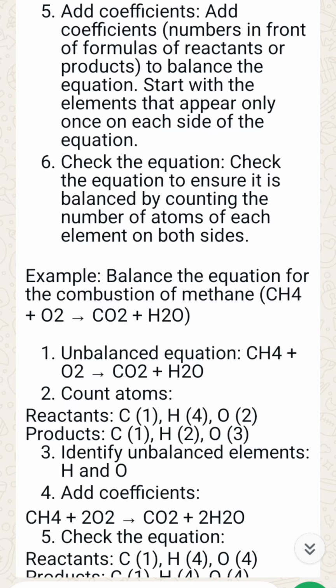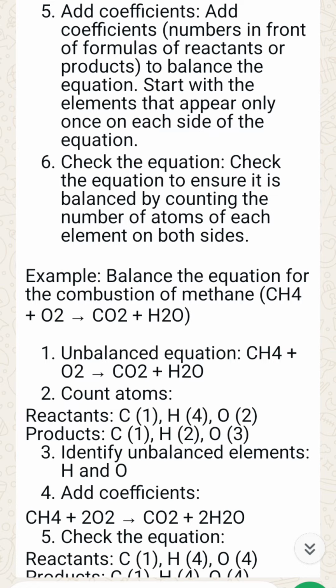Balance the equation for the combustion of methane, CH4 + O2 → CO2 + H2O. 1. Unbalanced equation. CH4 + O2 → CO2 + H2O. 2. Count atoms. Reactants: C1 H4 O2. Products: C1 H2 O3.